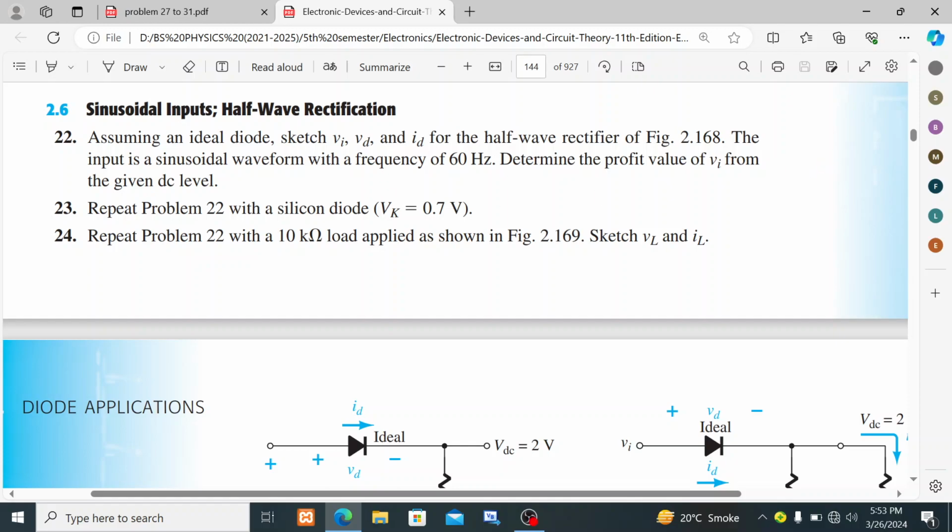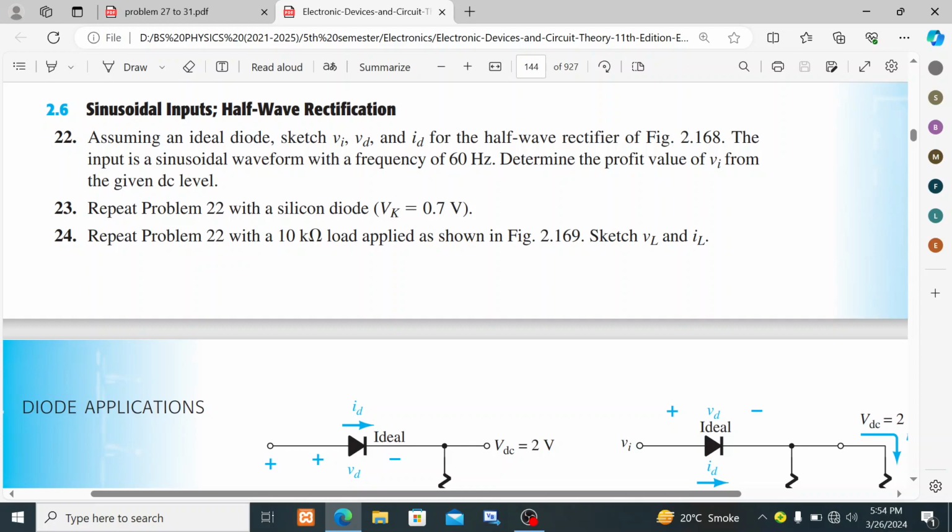Assalamu alaikum. Today we will solve problem 22 on the PDF version and problem 27 of the printed version. Also, we will solve 23 and 24 in this video, and of the printed version 27, 28 and 29. These three problems we will solve today.